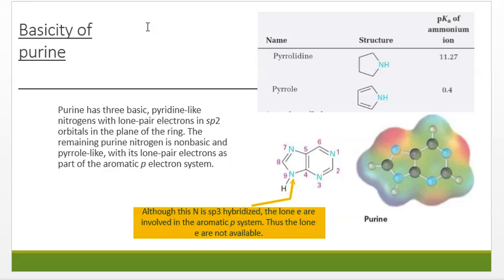Basicity of the purine. Purine has 3 basic pyridine-like nitrogens with lone pair electrons in sp2 orbitals in the plane of the ring. The remaining purine nitrogen is non-basic and pyrrole-like, with its lone pair electrons as part of the aromatic pi-electron system. Here we can see the structure of pyrrolidine and the structure of pyrrole. And what is pK? pK is a constant of the ammonium ion for the basicity of the molecules.